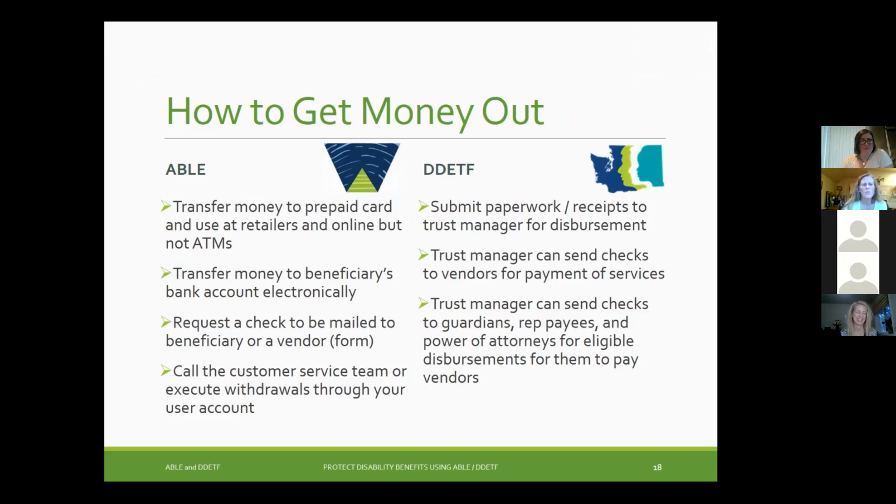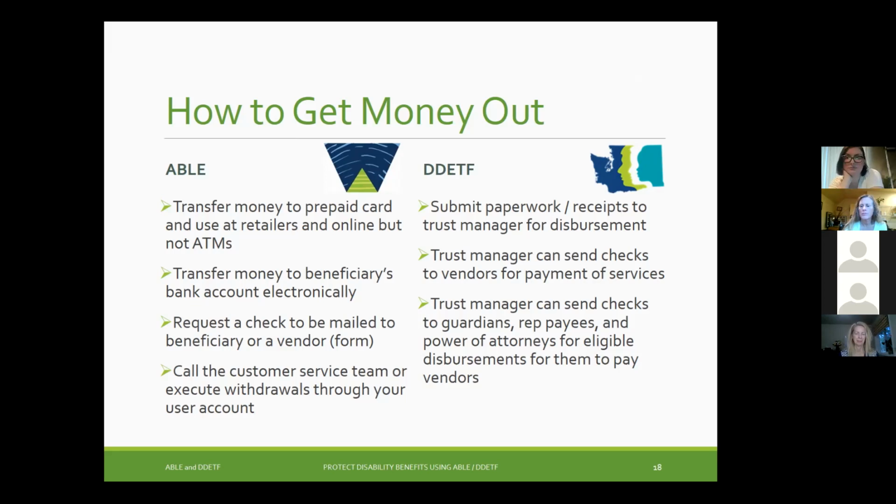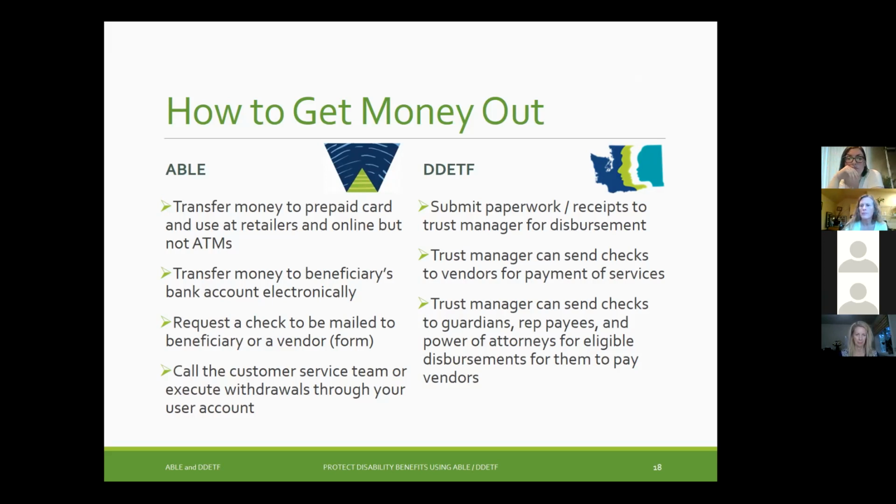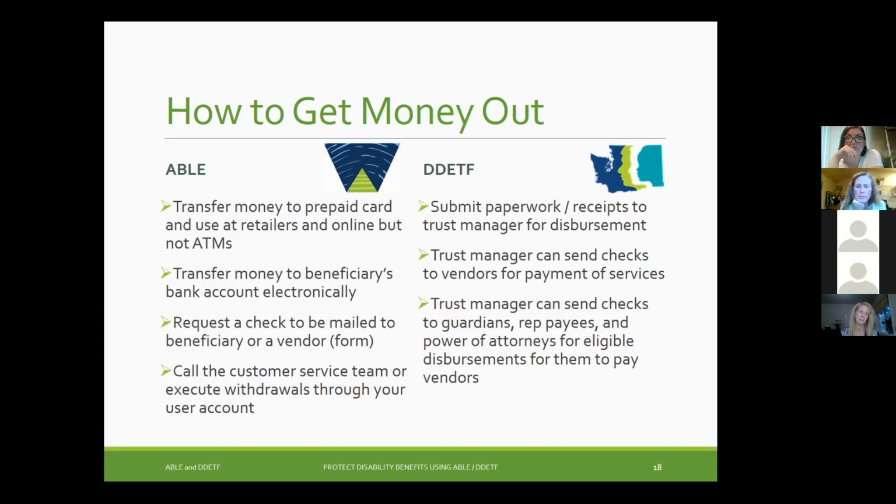Will do. Okay, so for ABLE to access your money, you can transfer your ABLE money to an ABLE prepaid card that can be used at different retailers and online, but cannot be used for cash. It's a really nice option to have. Again, it is optional. It's $1.25 a month if you choose to get it. You preload it with up to $20,000 of ABLE money.